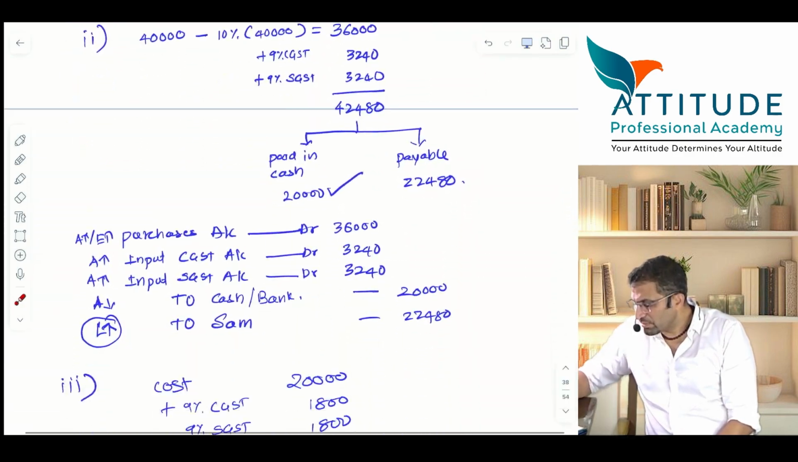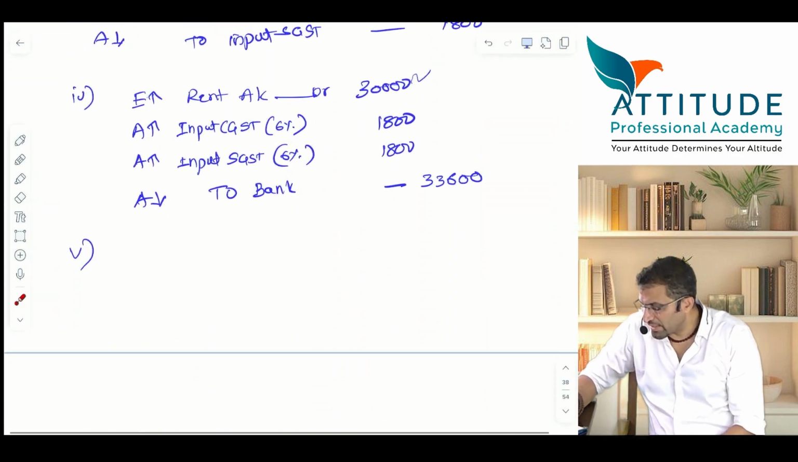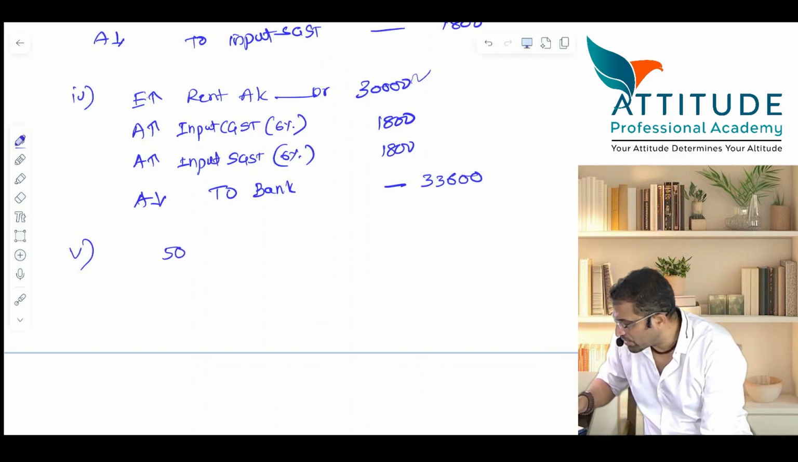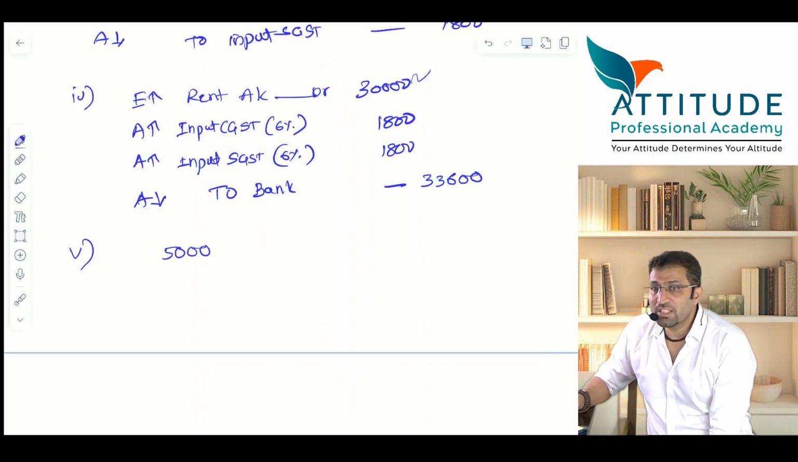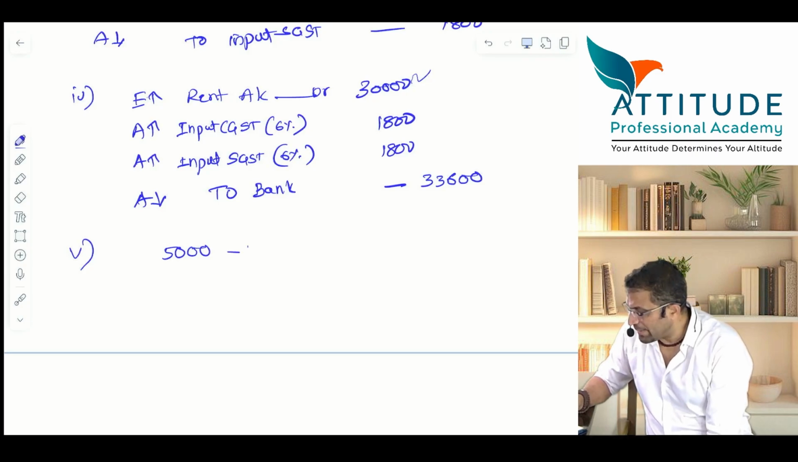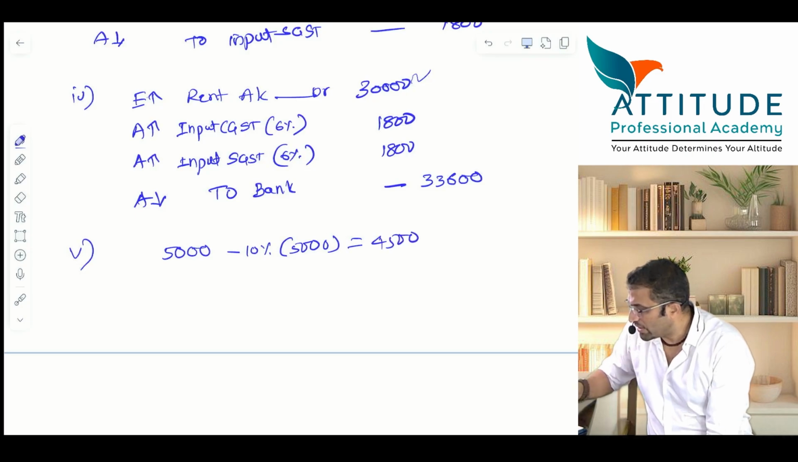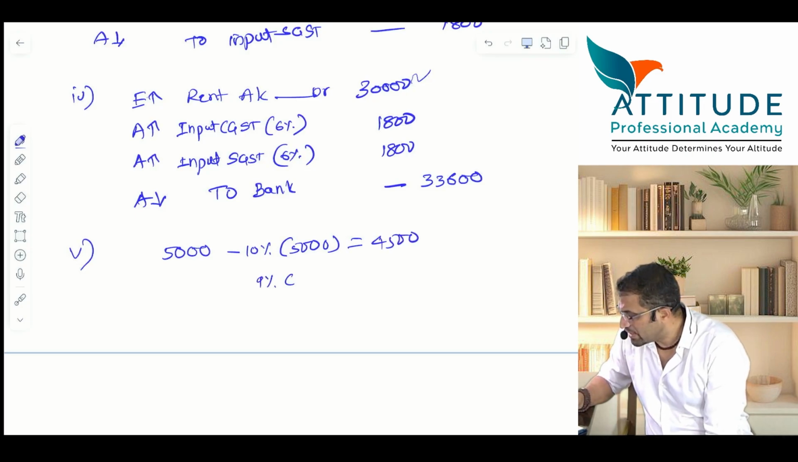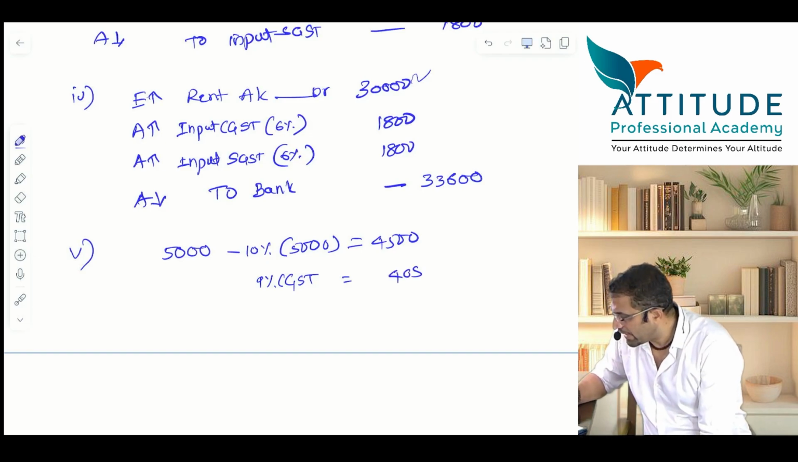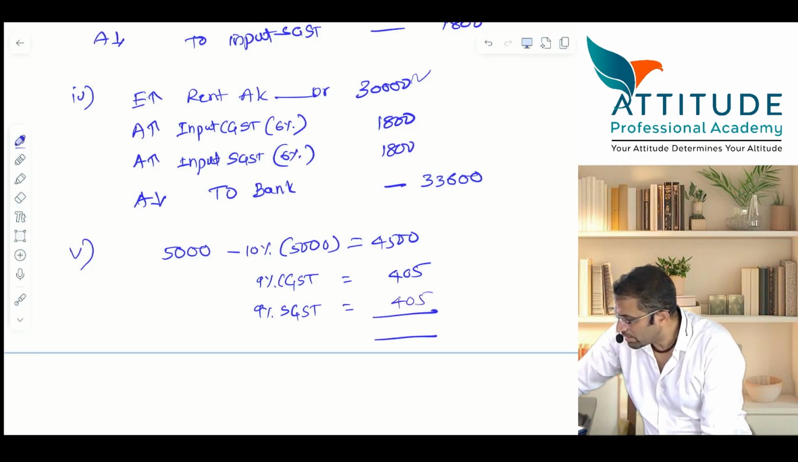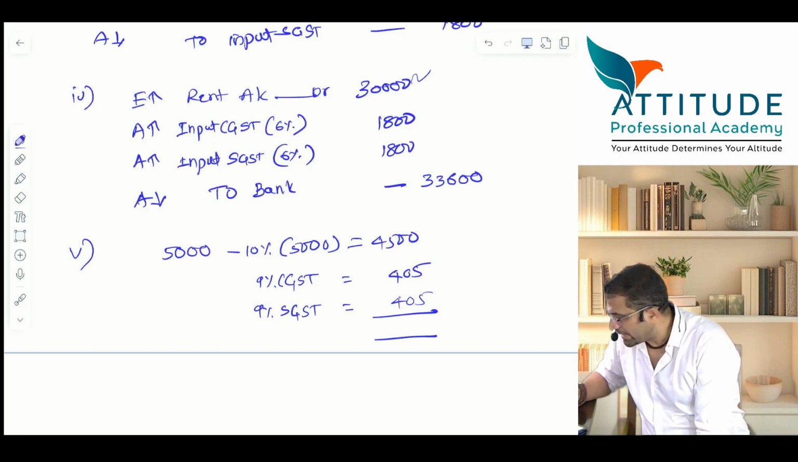Now first of all, question number 5. Hear it carefully. First you tell me 5,000 is the value of the goods which is before trade discount minus 10% trade discount, which will be 4,500. On this 4,500, 9% CGST, 405. And again 9% SGST, 405. Total 5,310.